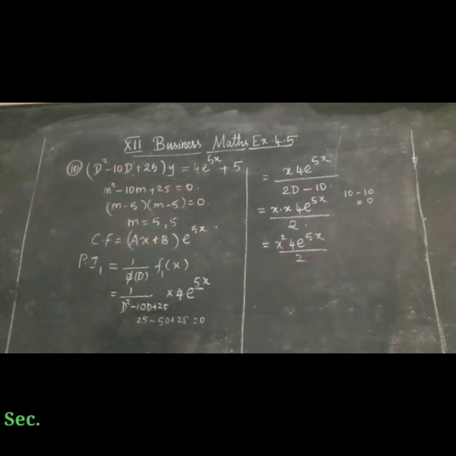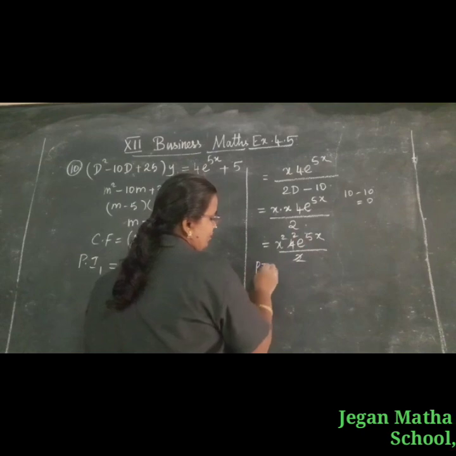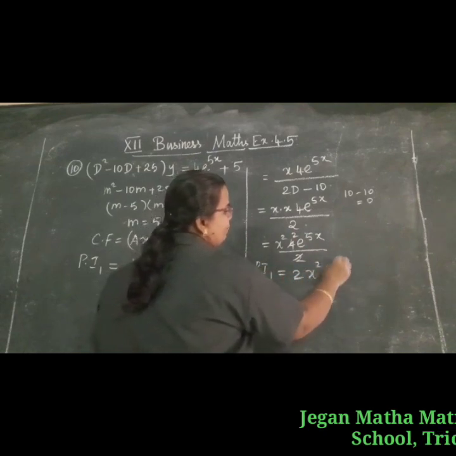So this is the particular integral. 2 2s are 4, cancel, means 2x squared e power 5x is the answer for the particular integral 1. So particular integral 1 is equal to 2x squared e power 5x.